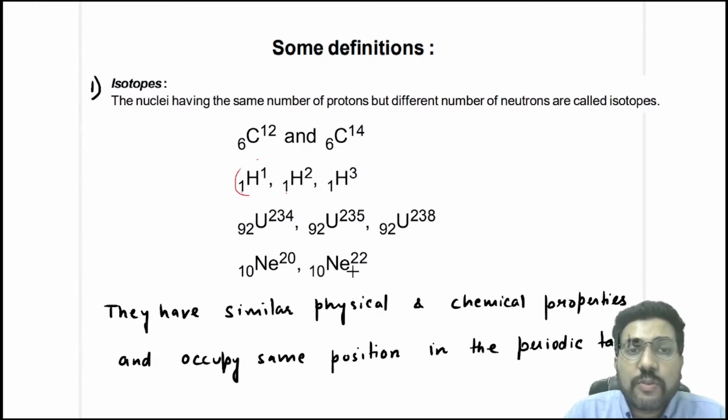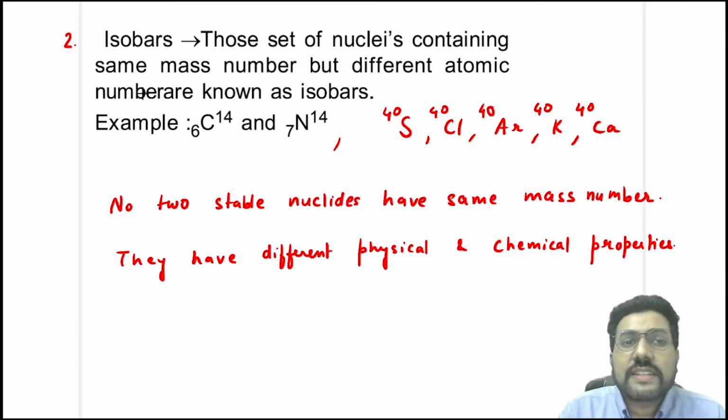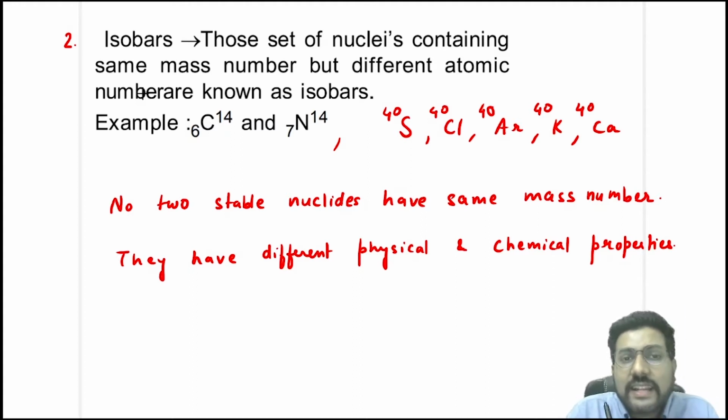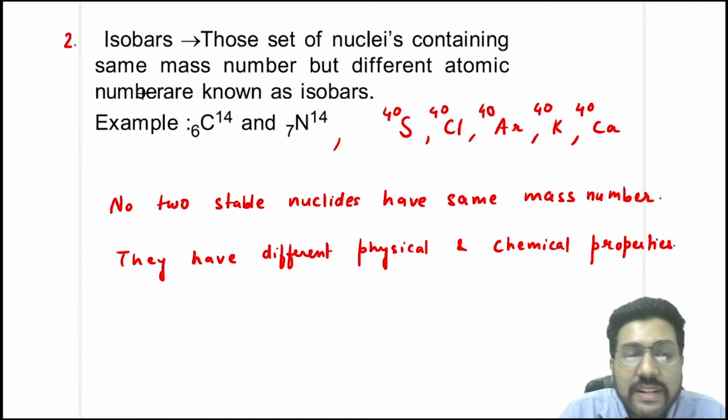Isotopes have the same proton number, so they occupy the same position in the periodic table. The physical and chemical properties of isotopes do not vary much. The next definition is isobar. Those set of nuclei containing the same mass number but different atomic number are known as isobars. For example, C-14 (6) and N-14 (7). You can clearly see that now the element is changing, whereas in isotopes, the element does not change.